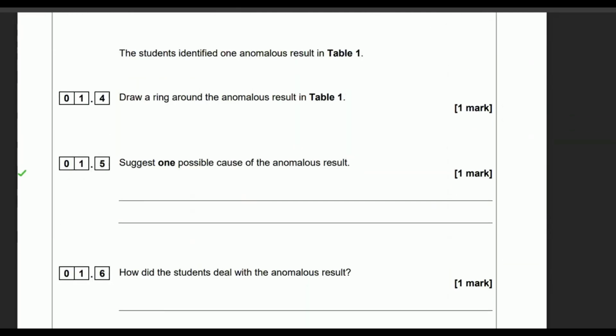Students identified an anomalous result. Do you know what anomalous means? It means odd. I feel a bit anomalous sometimes, a bit odd. So anomalous means odd. Which is the odd result in table one? Draw a ring around it to identify it. That gets you a mark. And then suggest one reason why we might have an anomalous result. Why is it the students might have got an anomalous result? The question is a suggest, so we'll have a look at that too.